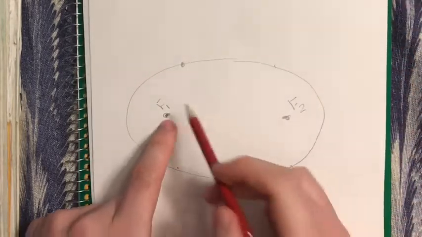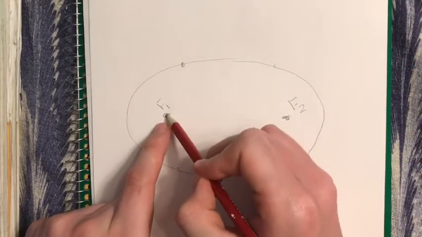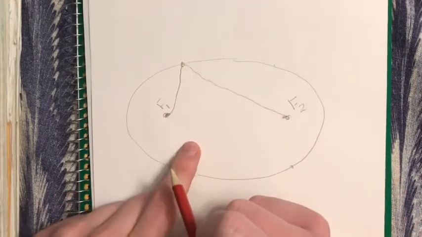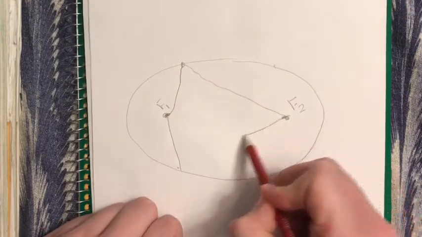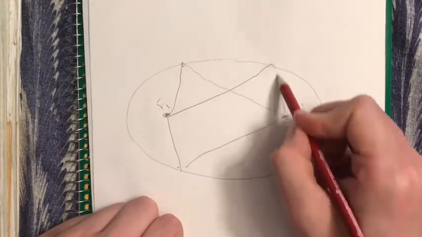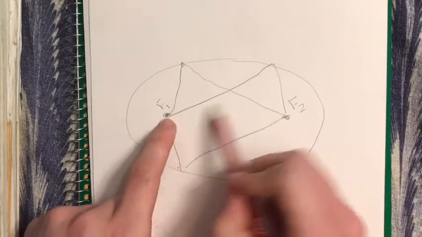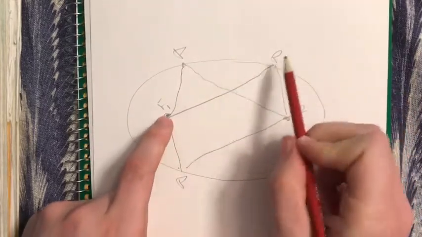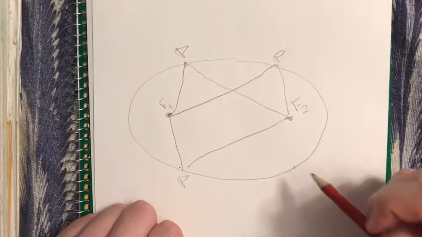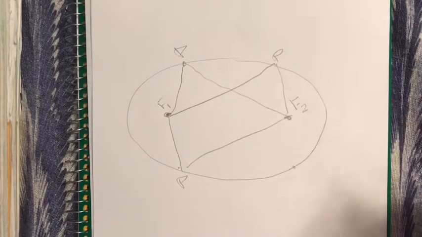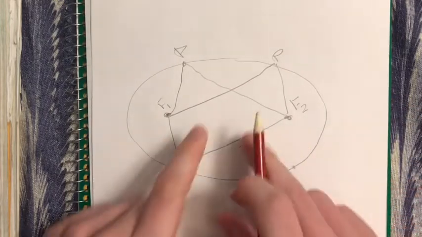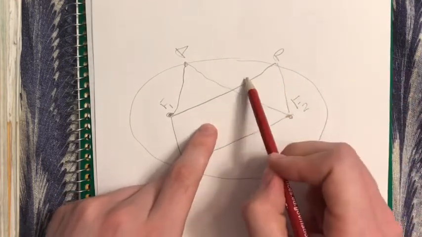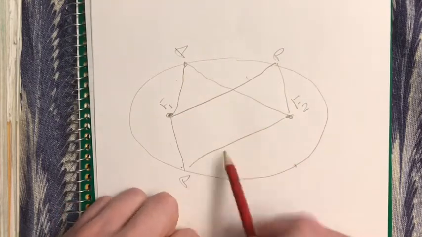What this means is that the length from this focus to P and this focus to P, the sum of those two lengths is the same as the sum of these two lengths, or the sum of these two lengths. These lengths, PF1 and PF2, are known as focal radii. Of course, these change, but the sum of the focal radii never changes, aka the sum of these two lines and these two lines.